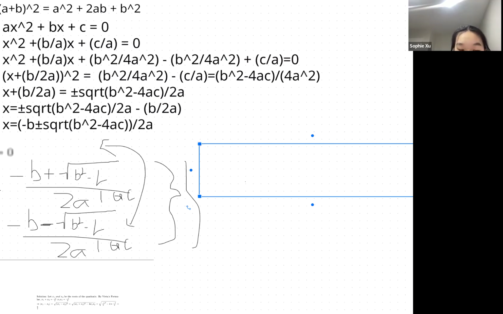And then using difference of perfect squares, this is equal to b squared minus the square of this bit. Basically the square root is just squared back, so it's minus this. And then we can't forget the denominator, which is equal to 4a squared.